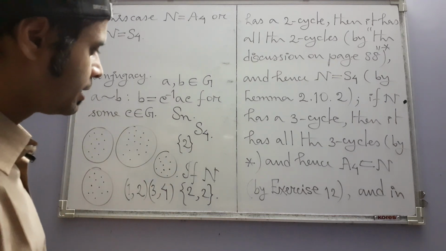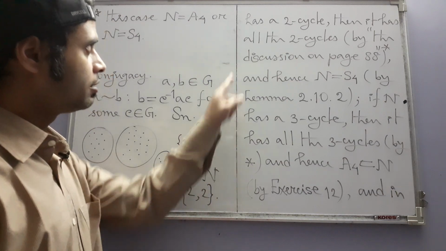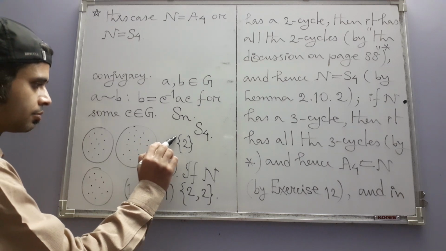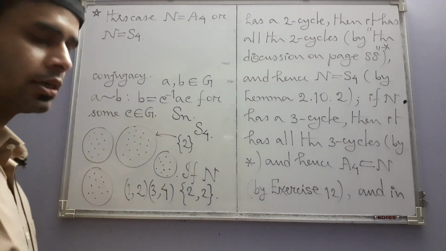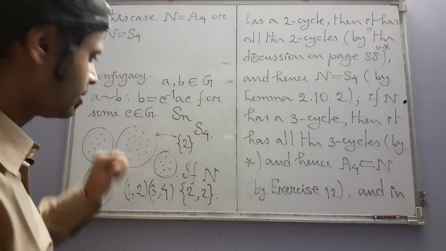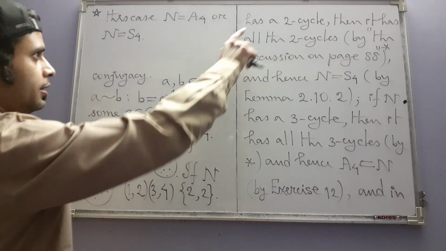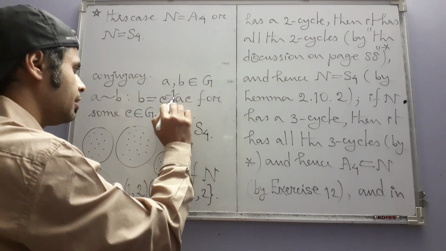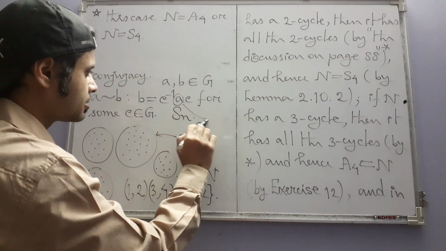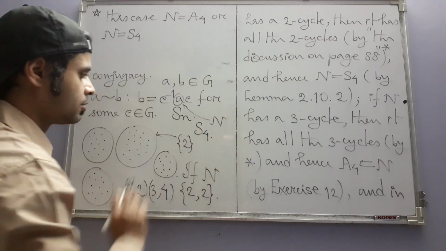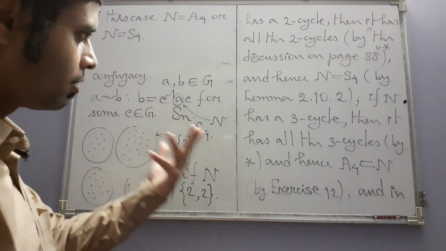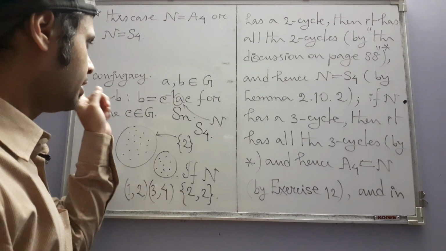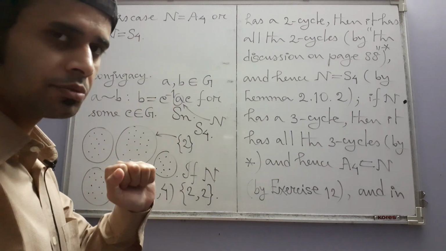So what is it that we are saying here? If N has a two cycle, that means that this is the conjugate class for the cycle structure 2. So it has precisely all the two cycles. If there is one two cycle in N, say A is a two cycle coming from N, then all the other two cycles would also be there in N. Why? Because you consider any other two cycle B, and they have to be conjugates.